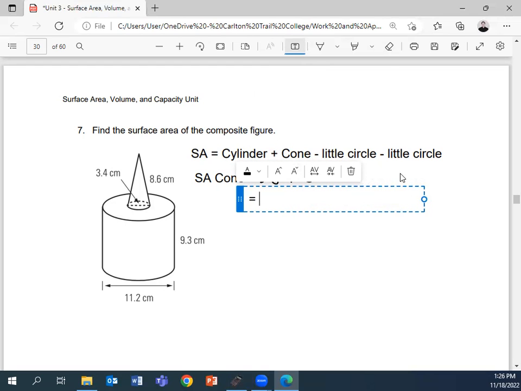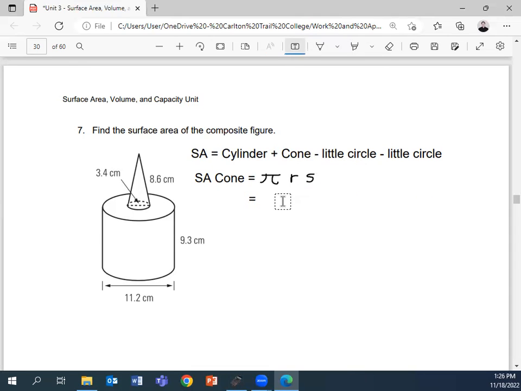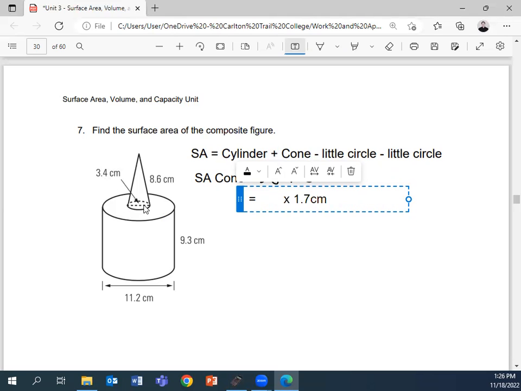So for the cone then, it's pi r s. S is the slant. So in this case, I know what pi is. That's going to be times r. What's my radius of this cone? 1.7, not 3.4, because the radius is only half the circle. So it's 1.7 centimeters times the slant, which is this little cone, right? 8.6 centimeters.